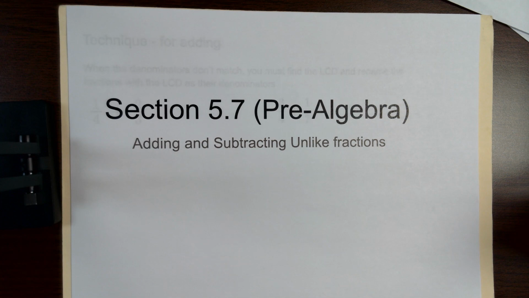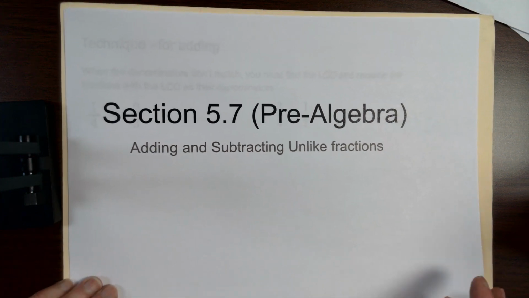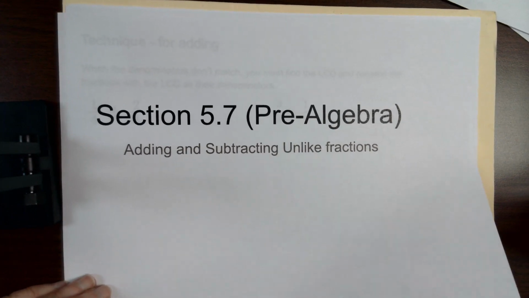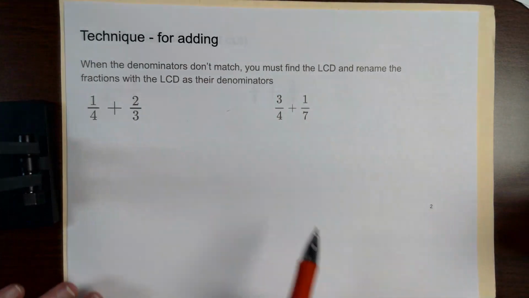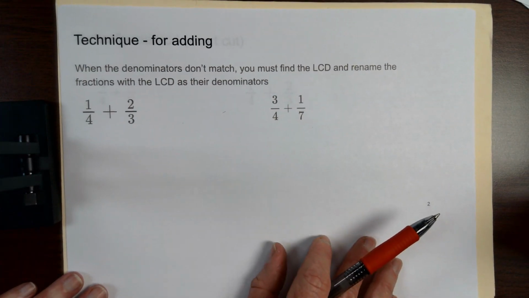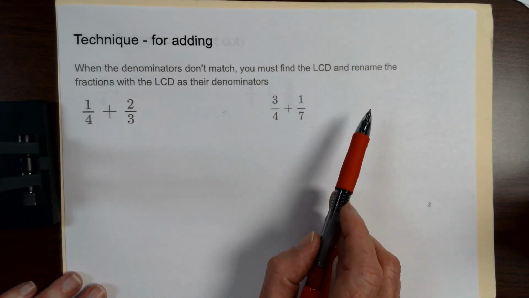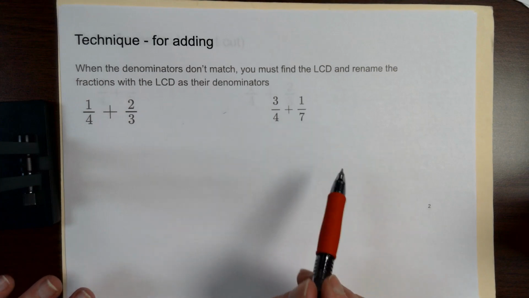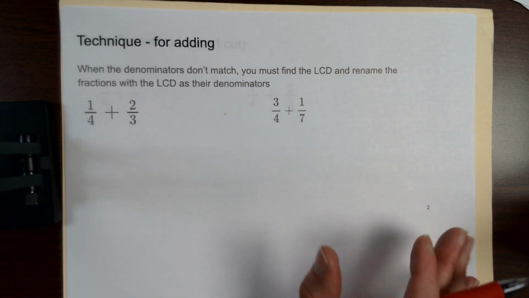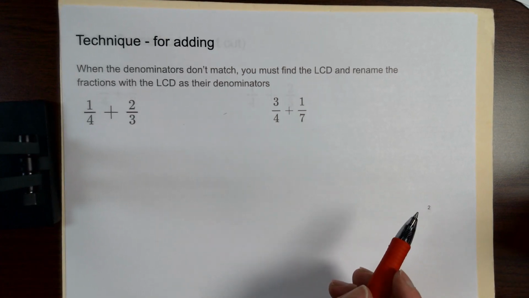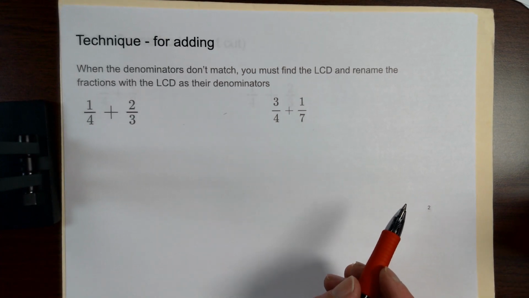Section 5.7 is on adding and subtracting unlike fractions. In other words, fractions that don't have a denominator that matches. When the denominators don't match, you have to find the least common denominator and rename the fractions with the least common denominator as their denominators. We've already done some of this when we were comparing fractions.